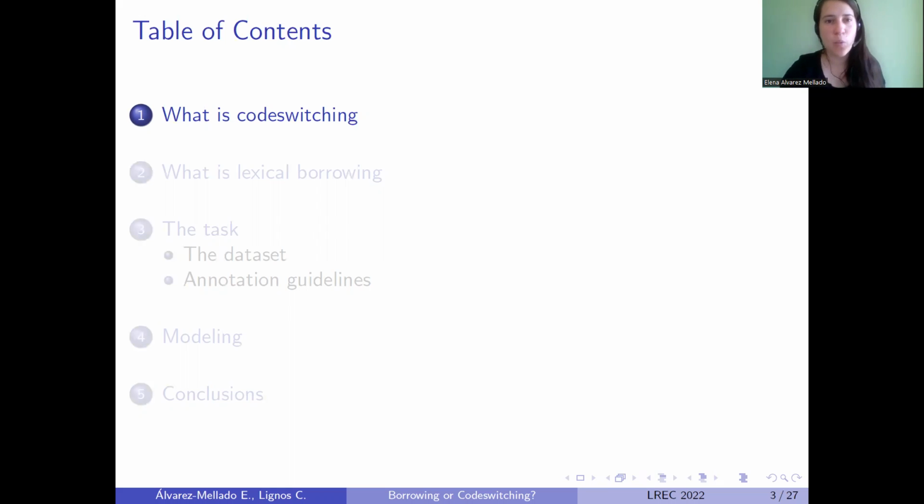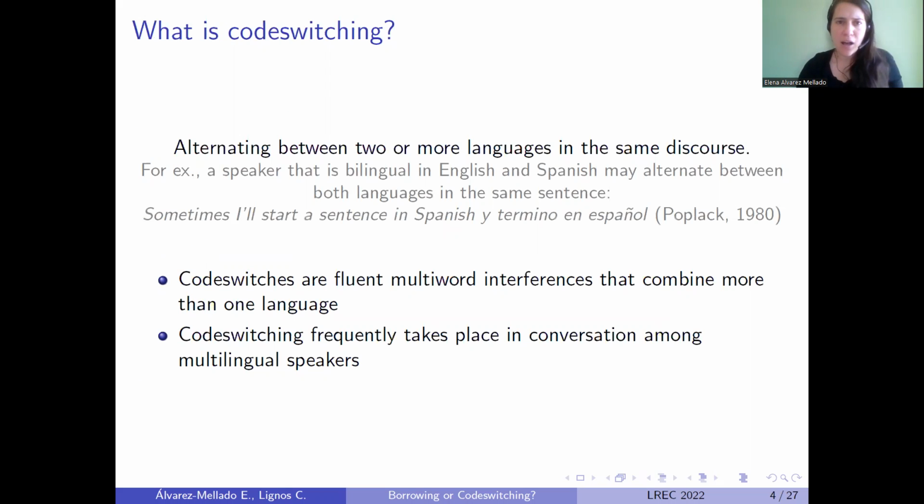But to begin with, what is code switching? Well, code switching is basically the process of alternating between two or more languages in the same discourse. Let's say, for example, that we have a speaker that is bilingual in English and Spanish. This person may alternate between these two languages in the same sentence or in the same discourse. For example, sometimes I'll start the sentence in English y termino en español. So part of the sentence is in English, and then there's a switch in the middle into Spanish.